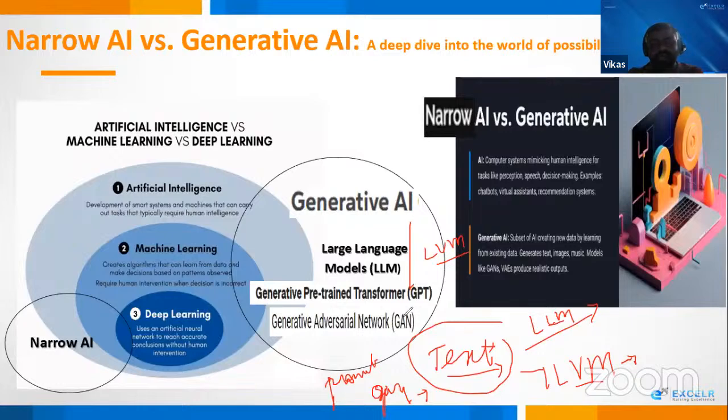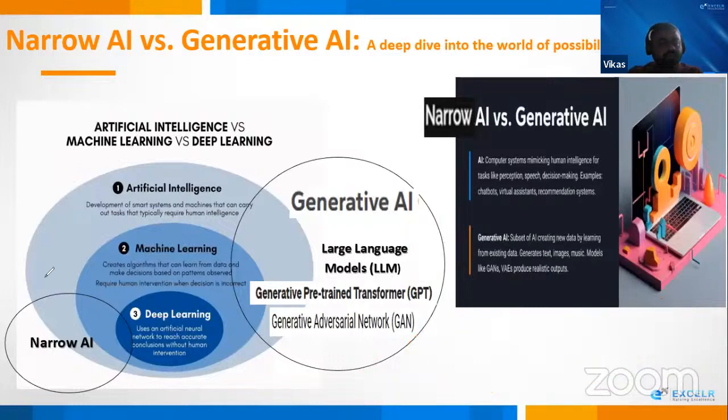So first, try to understand the basic thing: when we have text as an input, and out of that text I'm generating text, that is a large language model. If I'm providing text and trying to generate videos, audio, images, that is called a large vision model. So the GPT model is for large language models, and GANs, generative adversarial neural networks, are for vision models, right? This is our basic understanding.